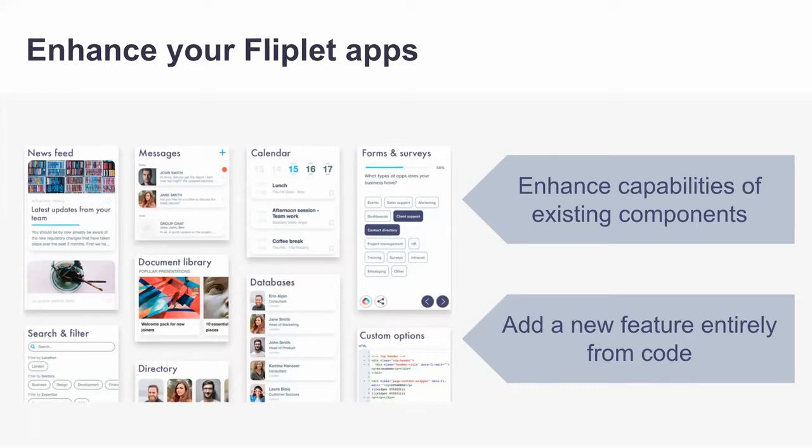For example, imagine you want to have something like a pop-up in your app. You want that to appear on one of your screens. It's not something that we have as standard, but it's pretty simple to do with just a small snippet of code. And that's the kind of thing that you can do using the code library.